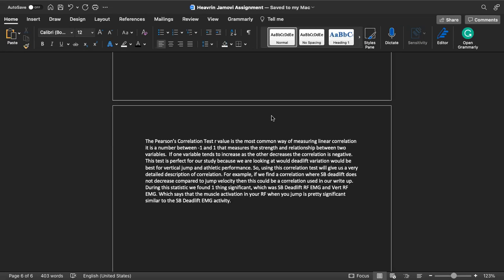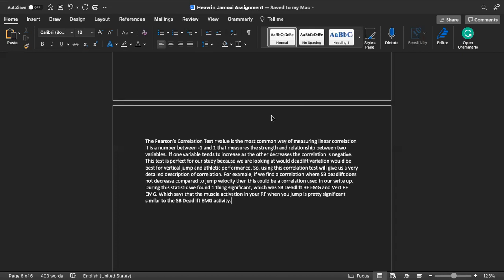And so one of the tests we're using for this is the Pearson's correlation test, which is a great way of finding if things correlate or not, meaning if they're related, meaning if one variable affects another. And here on my little paragraph I have the Pearson's correlation test.